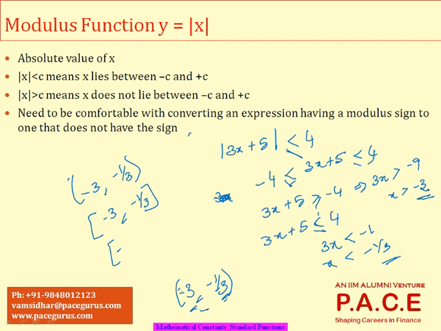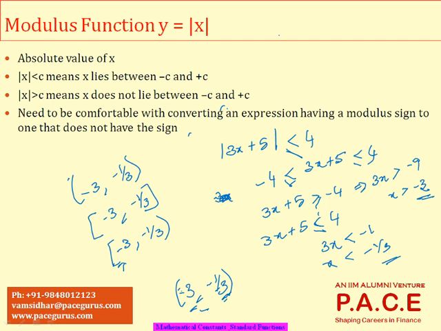Sometimes people write like this, with a square bracket at minus 3 and a plain bracket at minus 1 by 3, which means, because square is associated only with the first one, that minus 3 is included in the solution but not minus 1 by 3. So depending on whether you are representing them as a plain bracket or a square bracket, you are including that particular value as part of the solution or not. So this is the way you solve any modulus problem.